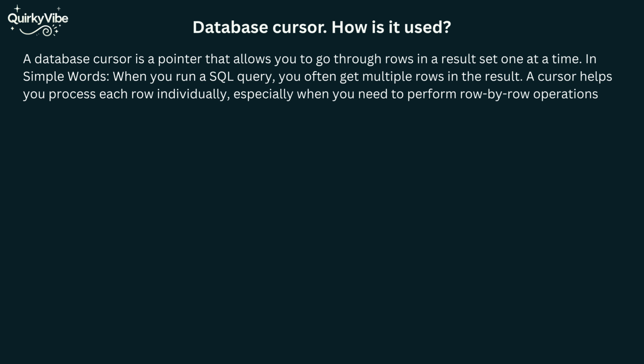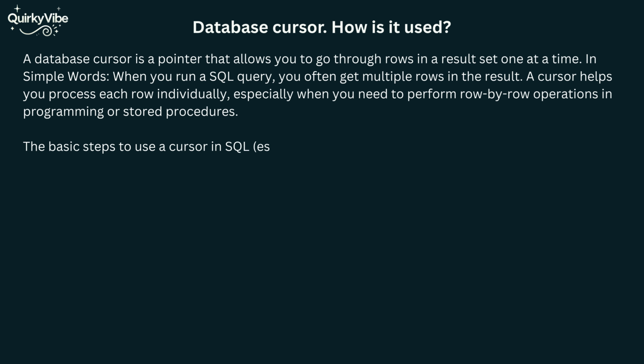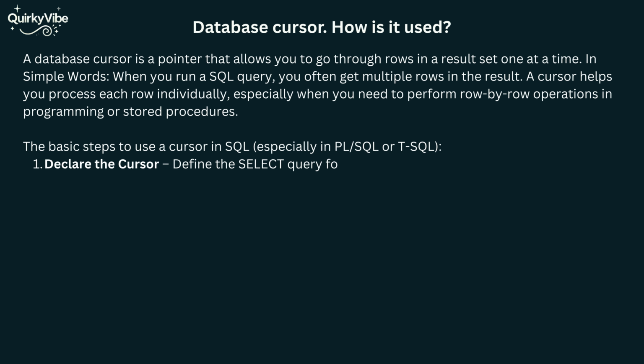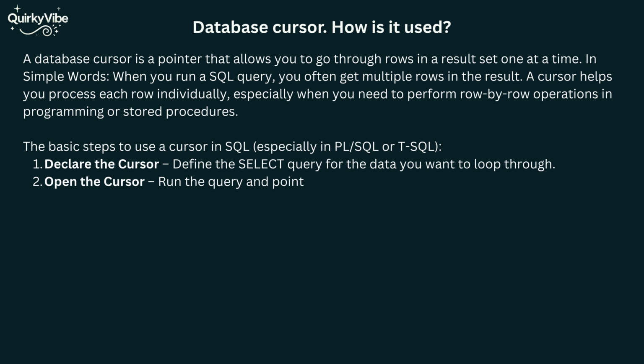Using a cursor generally involves 4 simple steps. Declare the cursor. This is where you define the select query that fetches the data. Open the cursor. This runs the query and prepares the data. Fetch rows. You use a loop to go through each row and do some processing. Close the cursor. This step cleans up and frees memory. Think of it like opening a book, reading it line by line, and then closing it when you're done.